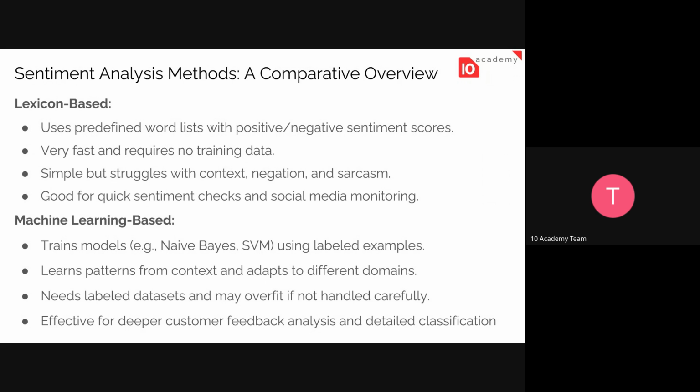So this one actually learns from examples. We give it sample data. If we train it on real reviews labeled as positive or negative, it starts to understand patterns like sarcasm or phrases such as not good. It's more accurate overall than the lexicon-based method. But the trade-off is that it needs training data and can overfit if we're not careful.